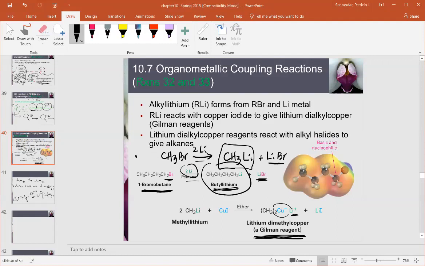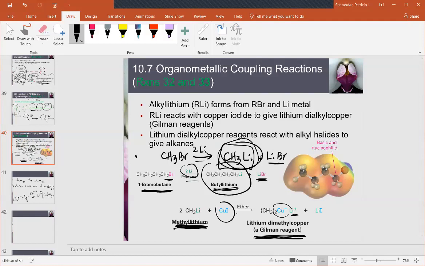Then, once I had prepared my alkyl lithium, I can go to the next step of the reaction. You use two equivalents of the alkyl lithium to react with copper iodide. Again, you make use of a solvent that is non-protic, like ether, and in that way you form your so-called Gilman reagent.